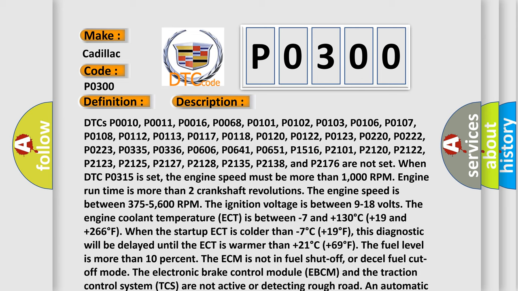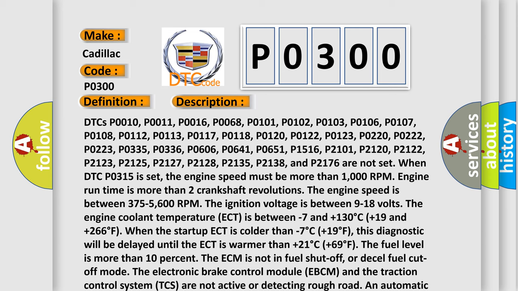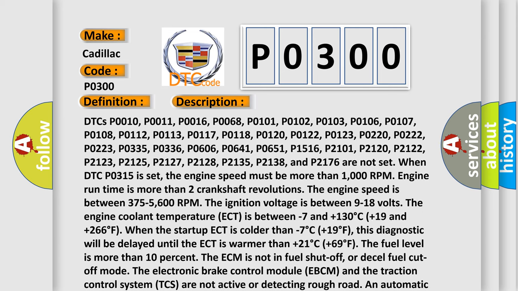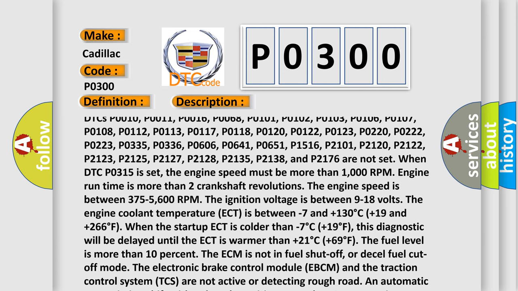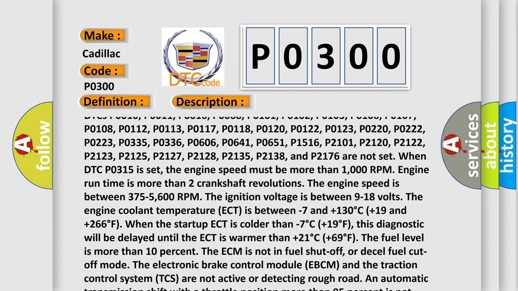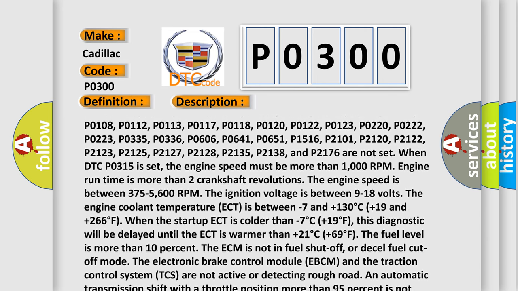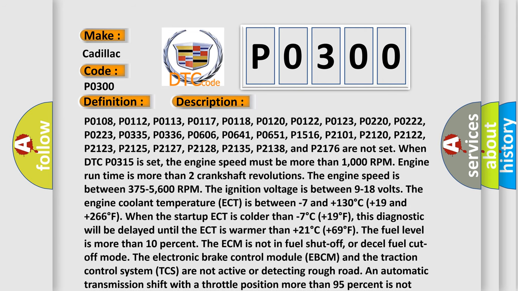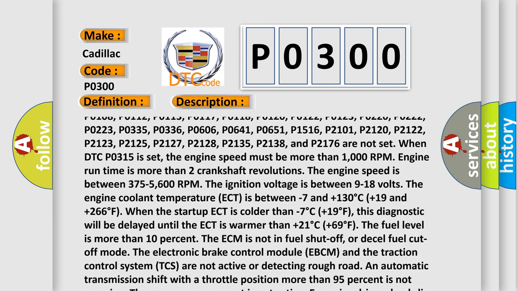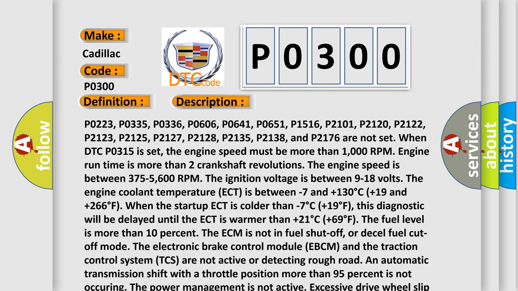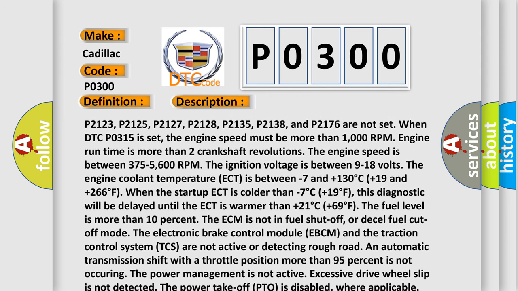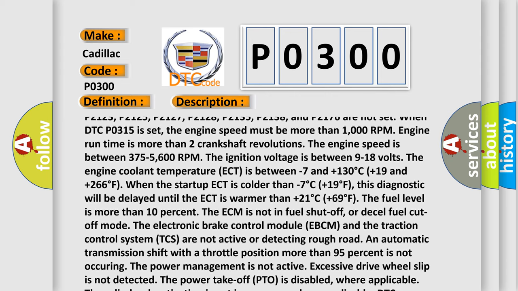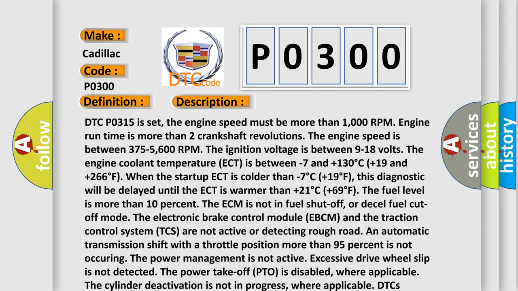DTCs P0010, P0011, P0016, P0068, P0101, P0102, P0103, P0106, P0107, P0108, P0112, P0113, P0117, P0118, P0120, P0122, P0123, P0220, P0222, P0223, P0335, P0336, P0606, P0641, P0651, P1516, P2101, P2120, P2122, P2123, P2125, P2127, P2128, P2135, P2138, and P2176 are not set. When DTC P0315 is set, the engine speed must be more than 1000 RPM. Engine run time is more than 2 crankshaft revolutions.